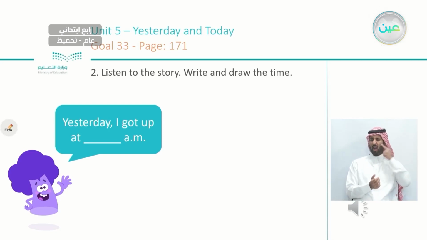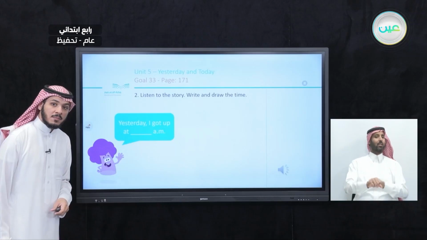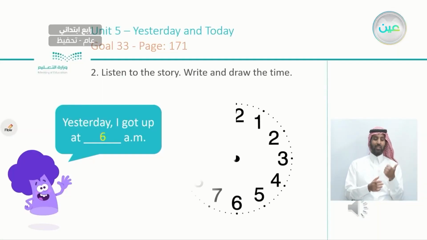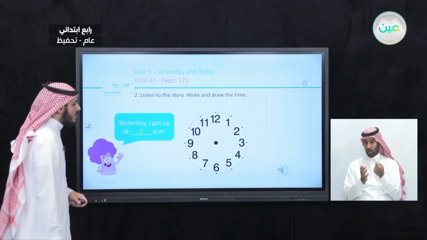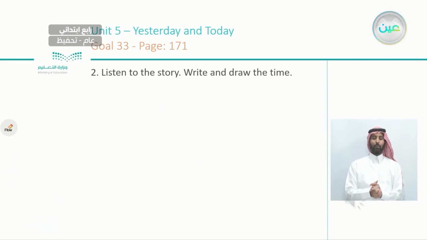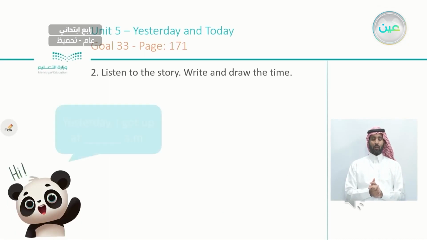Yesterday, I got up at 6 a.m. It was early, so I had breakfast and walked to school. Okay, what was the time? Excellent. So we have 6 here. Okay, now let's draw the hands here. So 6, this is 6, the short one, and the long one here. Excellent. Okay. After that, we have this character.